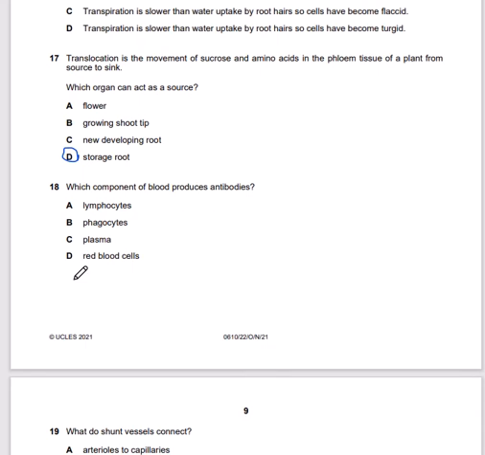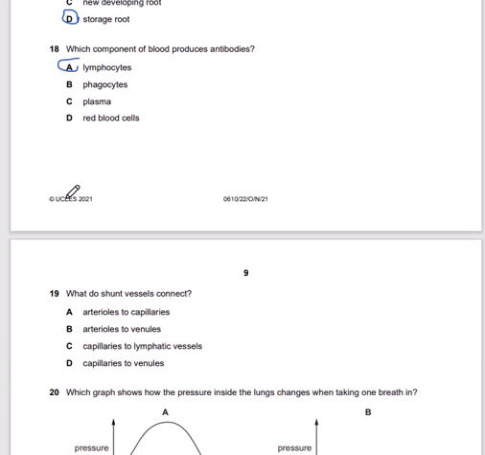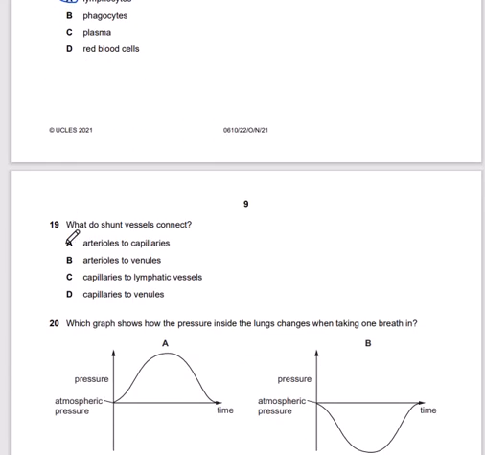Which component of blood produces antibodies? Lymphocytes. What do shunt vessels connect? Arterioles to venules.